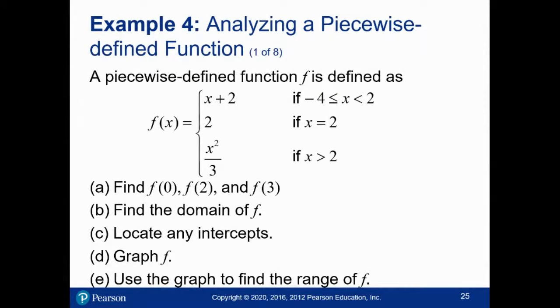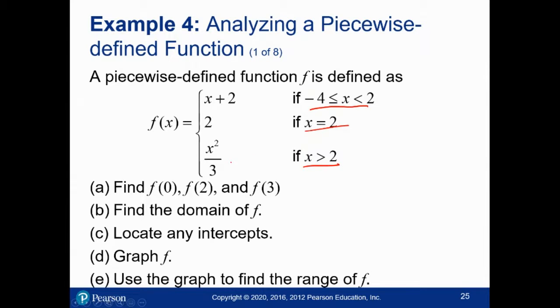All right, so as promised, here we're doing another example. So we have a piecewise defined function, but notice now there's three pieces. If x goes from -4 to 2, I need to compute this. If x is exactly 2, I compute that. And if x is bigger than 2, I compute this.